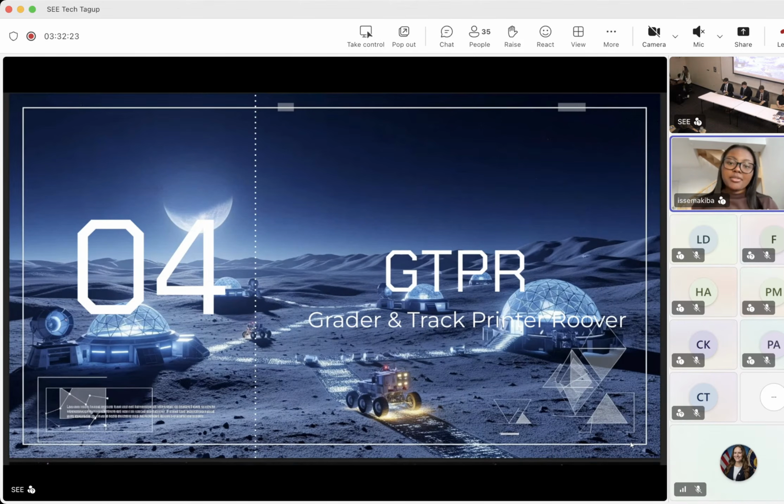Next, we have GTPR, the Track Printer Rover. The mission of this federate is to build lunar roads and launching areas using lunar regolith, which is lunar dust and soil. The rover processes the lunar dust and melts the regolith using microwave heating technology before creating a solid track behind it. This helps create a stable road for transportation.